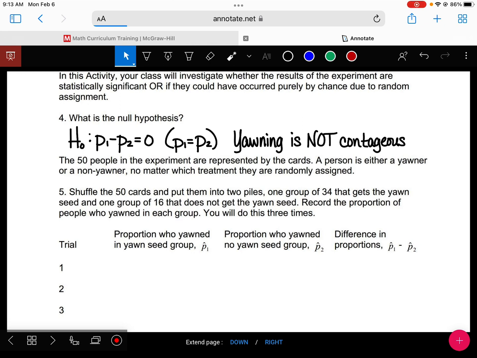So yeah, spread them out, mix them up. Assign 34 to one group, that'll be your P hat 1. Assign the remaining 16 to the P hat 2 group.